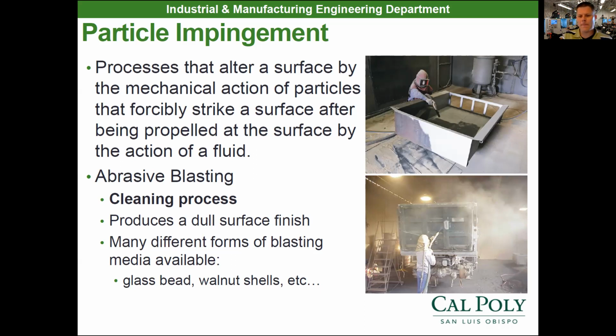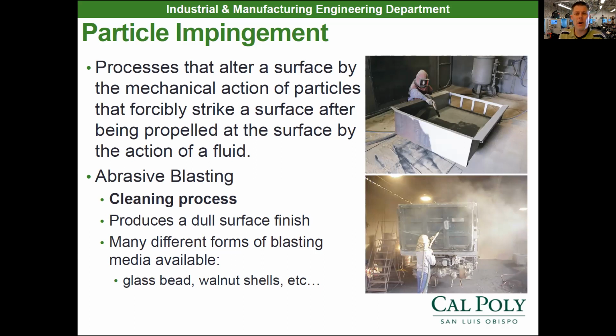In the case of walnut shells, that's what they use sometimes to clean brass. They use walnut shell blasting. That's a softer media, but they shoot the walnut shells at the surface of the part at a high velocity, and that forcibly strikes the surface, changing the surface properties ever so slightly. It'll either produce a dull surface finish, or you can clean your part a little bit depending on the type of material you have.